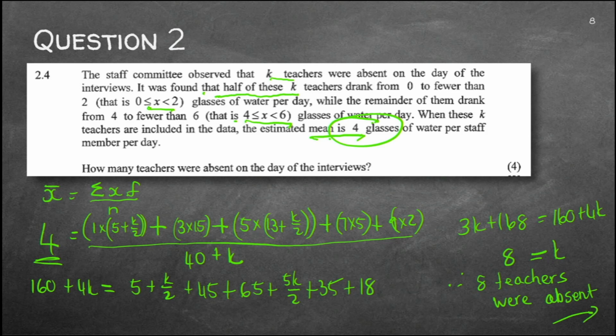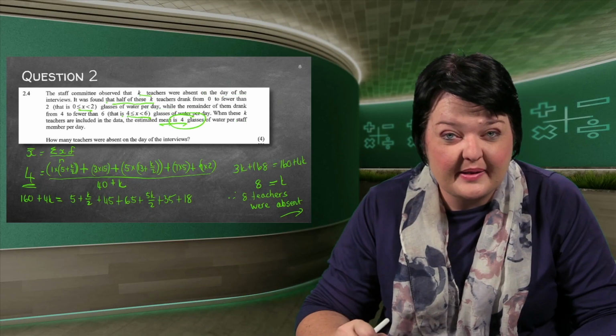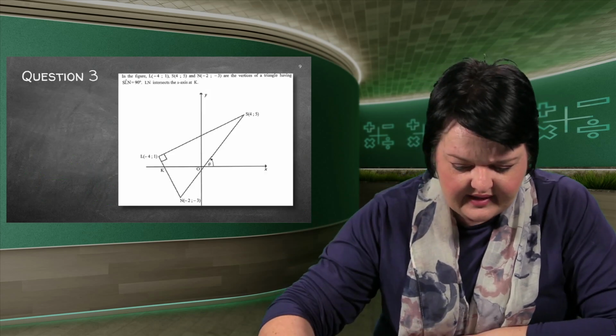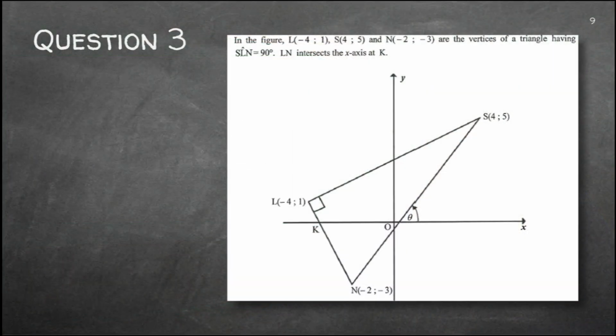And that is how we do the statistics for this paper. Let's quickly do the analytical question. Question 3. So let's quickly get started. Very important, in the figure we have the 3 coordinates, and they are on the triangle and the right angle, the 90 degrees indicated, and LN intersects the x-axis at K. Right, so everything is so far indicated on this drawing.